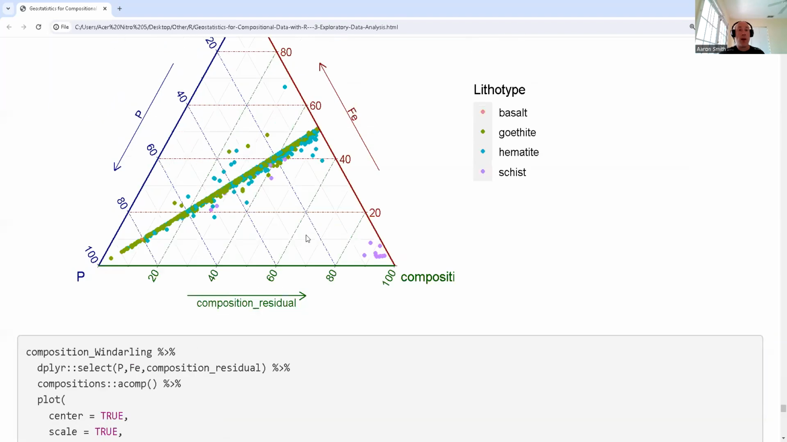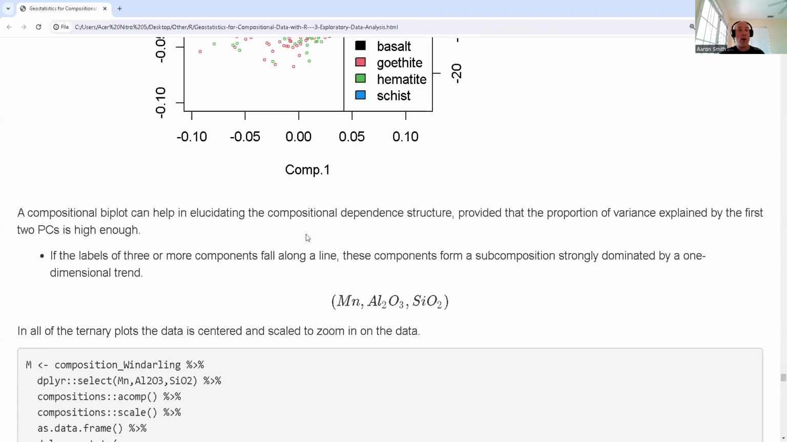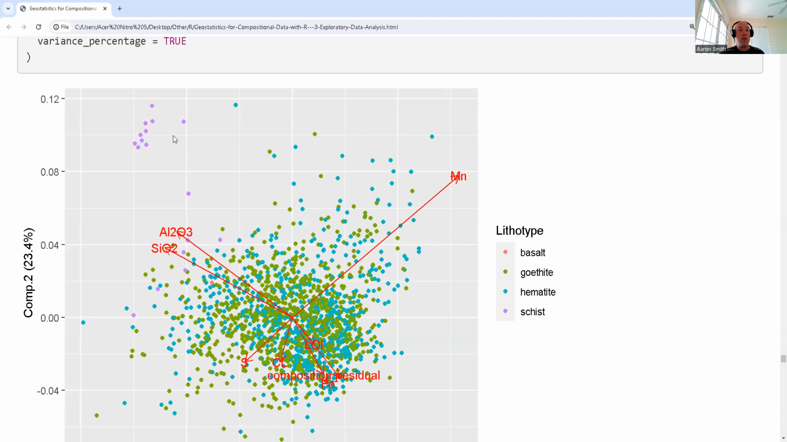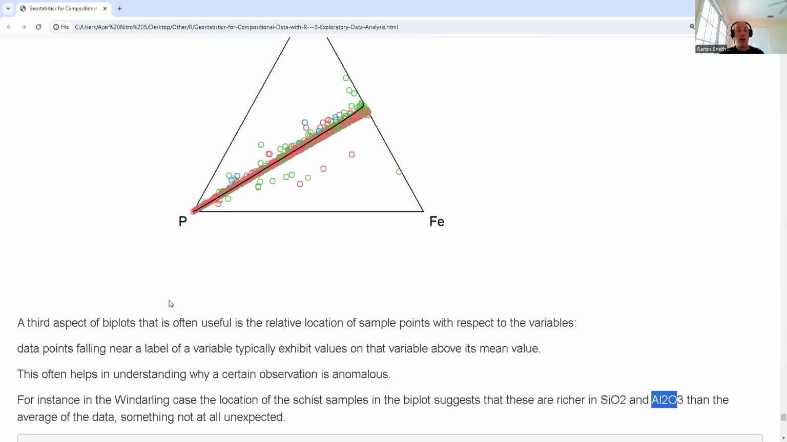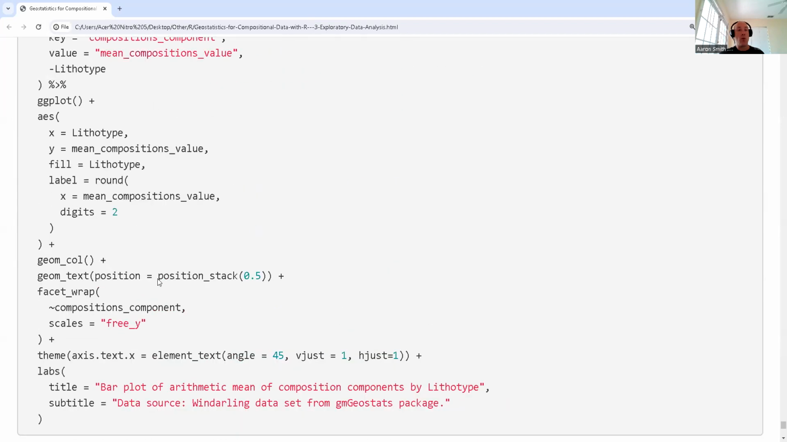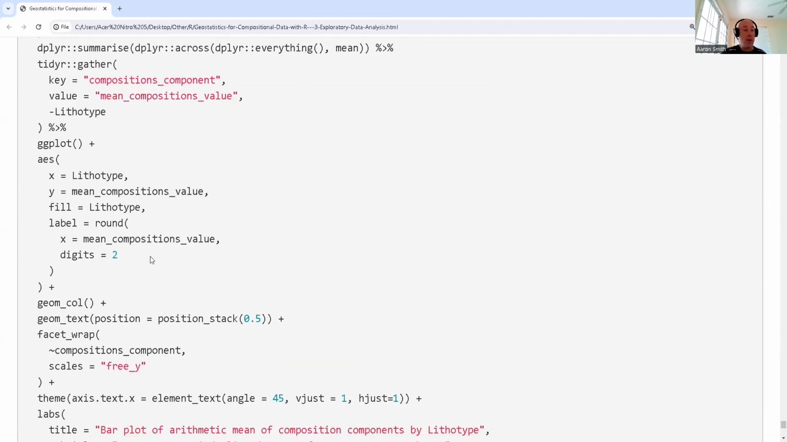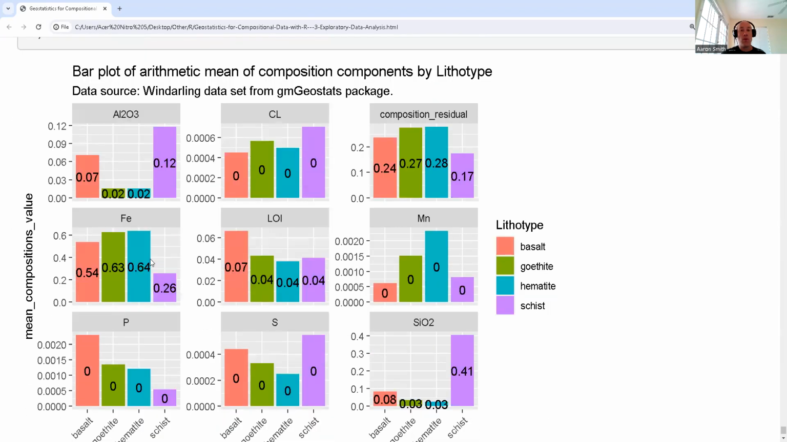And so let's double check that. Let's look at the biplot and notice that these here are closest to Al2O3 and SiO2. So these are closest to here, and I've got some purples over here. So this cloud of schist data points looks like it will have greater values of those two. And so let's confirm that. So here I'm just going to go through and calculate the average of the different compositions. And we're going to focus on SiO2. Well, hey, that's much bigger.